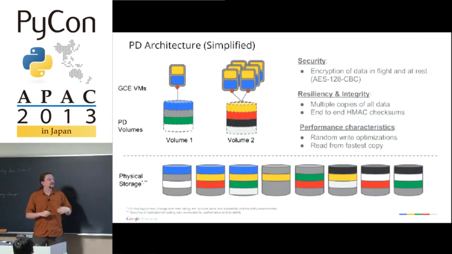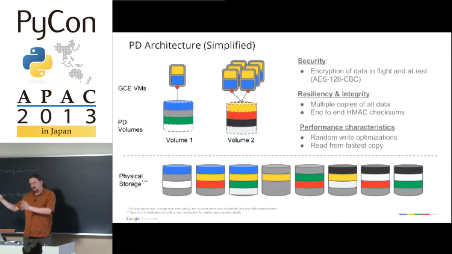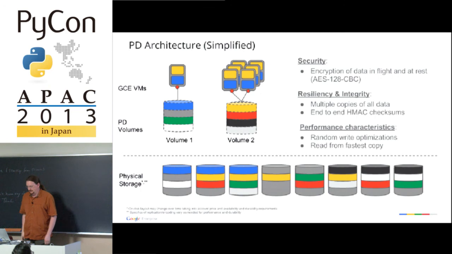Also, all the data is encrypted all the time. It's encrypted in flight. It's encrypted at rest on disk. The keys are managed by the service. It includes multiple copies of all the data, and it does checksums as it moves the blocks around. So you shouldn't see a block that you haven't read for a while suddenly be bad or something like that.